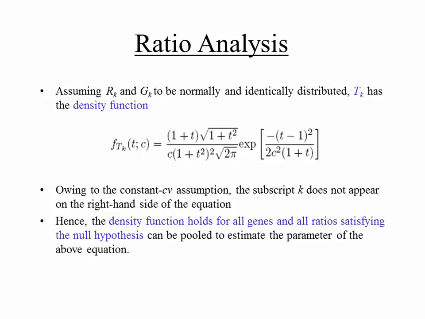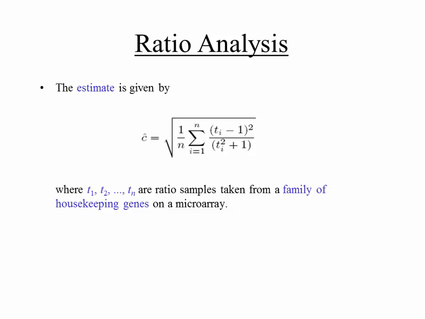But the important thing to note again is that on the right hand side this doesn't depend on k, because of all the assumptions that we have been making about normality and about the constant coefficient of variation. So hence this density function holds for all genes, and all ratios satisfying the null hypothesis can be pooled to estimate the parameter c of the above equation. And the estimate in this case is given by this quantity.